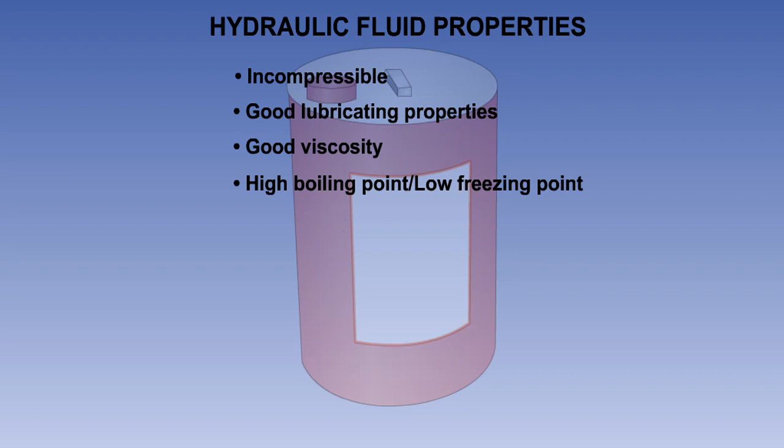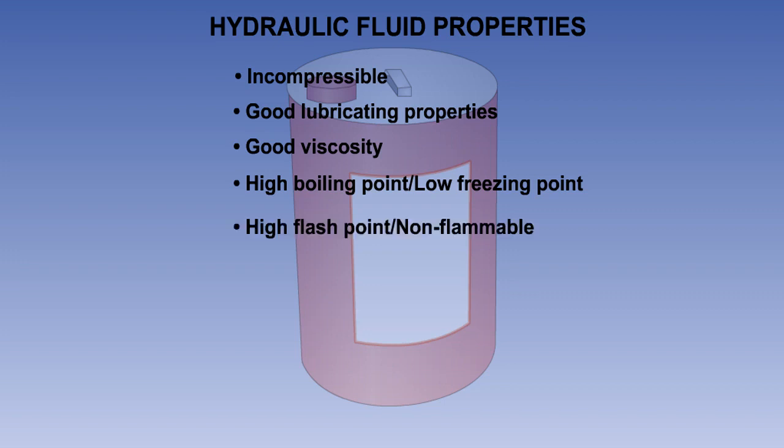The fluid needs to have a high boiling point to help prevent cavitation, and a very low freezing point, as the reservoir may well be outside of the heated fuselage. The minimum required range is plus 80 degrees centigrade to minus 70 degrees centigrade. Cavitation will be explained in a later lesson.